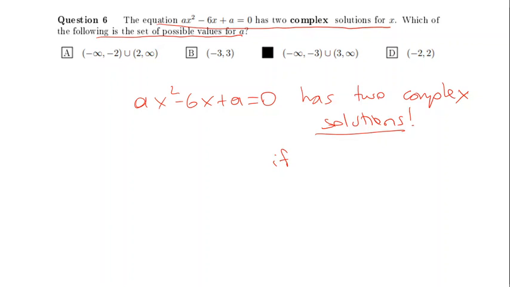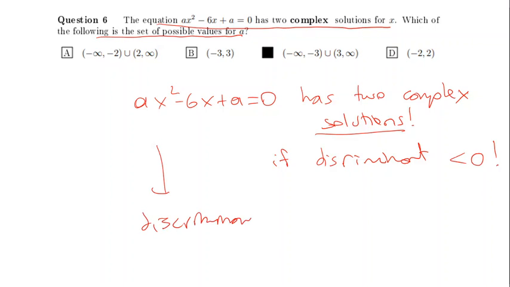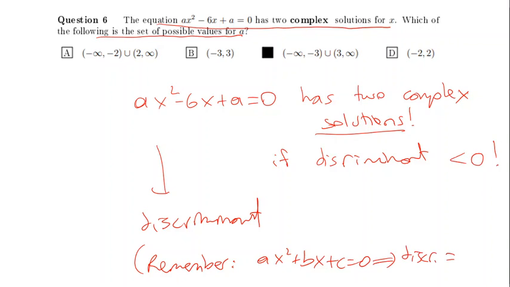If the discriminant of the polynomial is less than 0, strictly less than 0. So what is the discriminant here? Discriminant, remember this one, remember ax squared plus bx plus c has discriminant b squared minus 4ac.